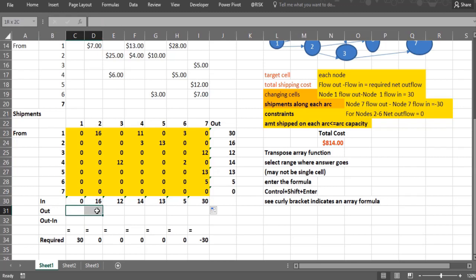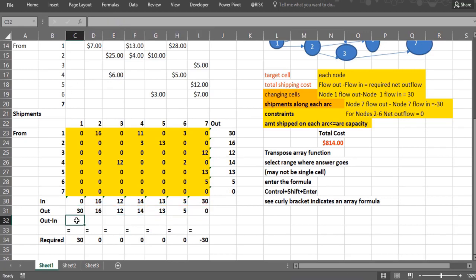And I can do that with the transpose function, which is in our array section of videos. If I select these 7 cells and do transpose, and then press Control-Shift-Enter, it'll flip this stuff on its side. Control-Shift-Enter. Now that's an array formula. You can see the little curly bracket indicates it's an array.